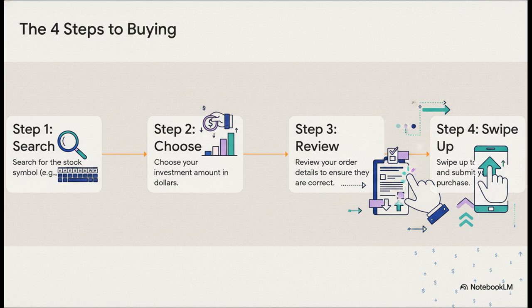And the actual process of buying it, it's literally 4 simple steps. 1, you search for the stock's symbol. For example, VOO is a popular S&P 500 ETF. 2, you punch in the dollar amount you want to invest. 3, you give it a quick review to make sure it all looks good. And 4, you just swipe up to submit the trade. That's it. It's that fast.